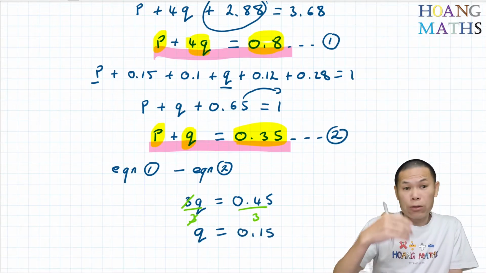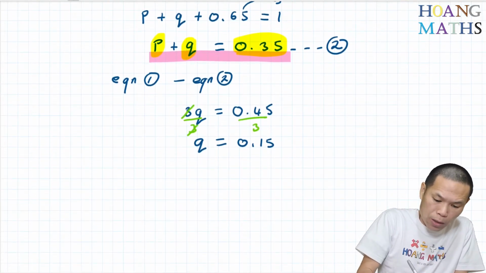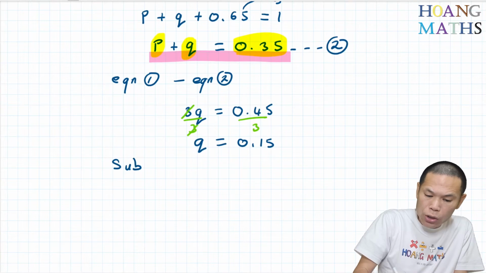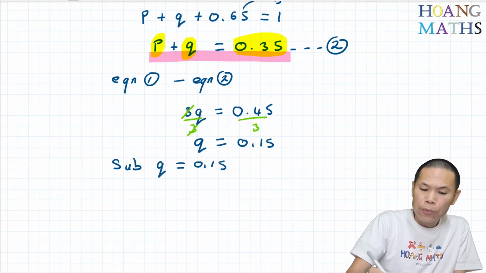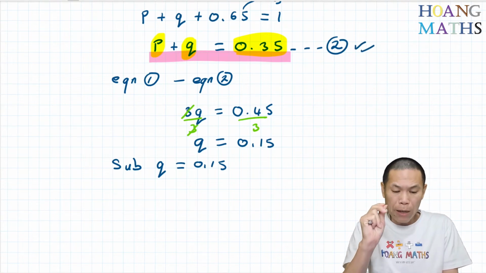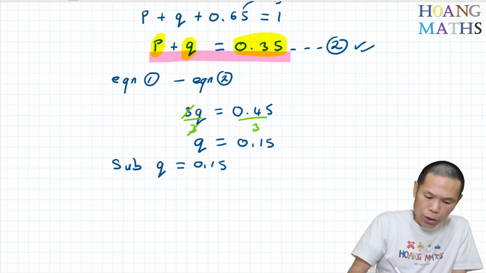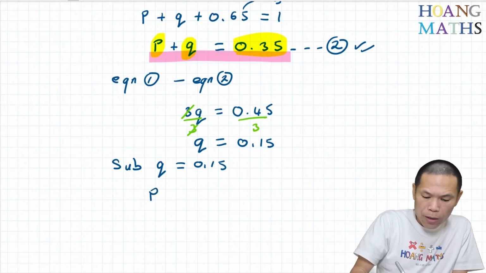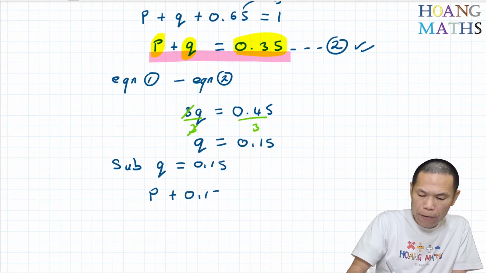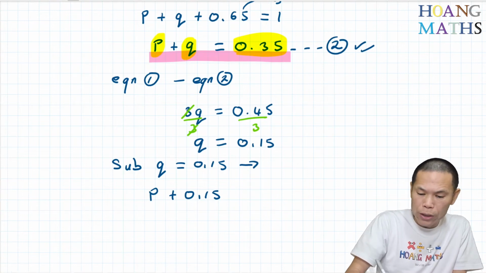0.15. Now to solve for P, I just substitute the value Q equals 0.15 into equation number 2. This equation here: P plus Q is equal to 0.35. So I just go P plus Q, Q is 0.15. So I substitute Q equals 0.15 into equation number 2.